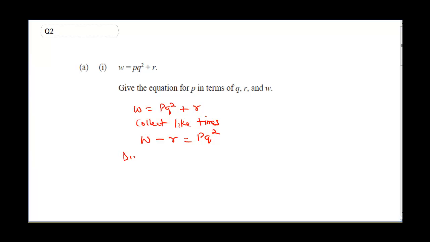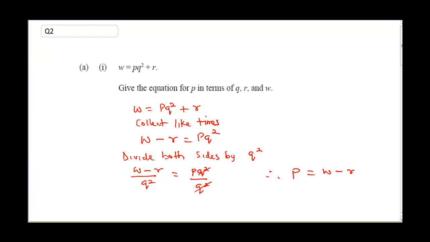So now we have this. You're going to divide both sides. Because we are looking for P, we're going to divide both sides by Q squared. So this is going to be W minus R over Q squared is equal to PQ squared over Q squared. Notice the Q squared is going to cancel out the Q squared here. So therefore you have your P equal to W minus R all over Q squared. Now this is the answer. So this is P in terms of Q, R, and W.